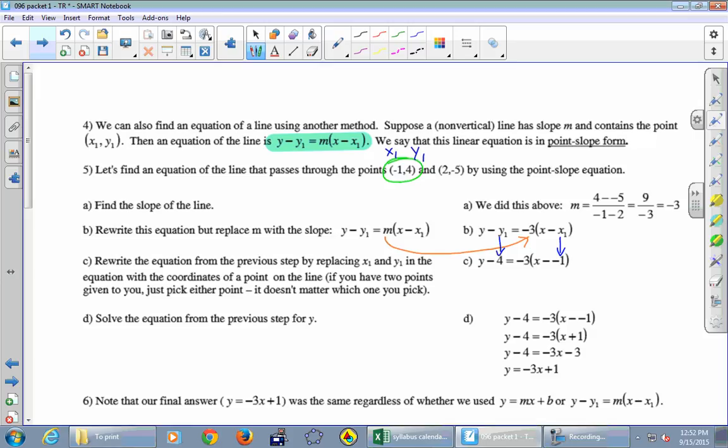Okay, and then here it's fairly straightforward. The goal is to just solve the equation for y, so we can distribute that negative 3. Well, I guess first change the minus minus to a plus. Everybody good with that? That's right down there. Right, minus minus becomes plus. And then we can distribute that negative 3 through here, so we get negative 3x minus 3. And then again, the goal is to solve for y, so how do we move that minus 4? Just add 4 to both sides, and we get y equals negative 3x plus 1. Same exact equation.